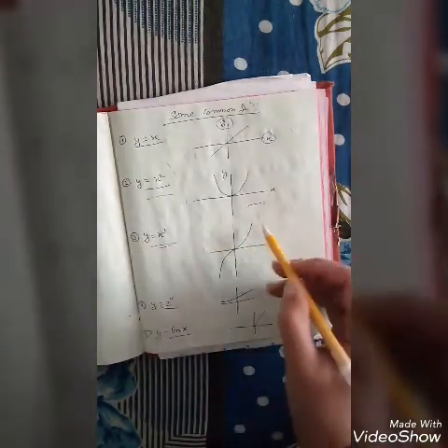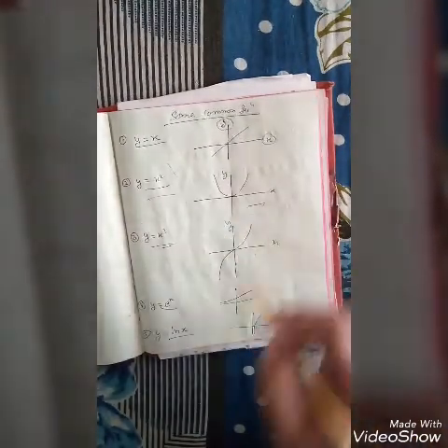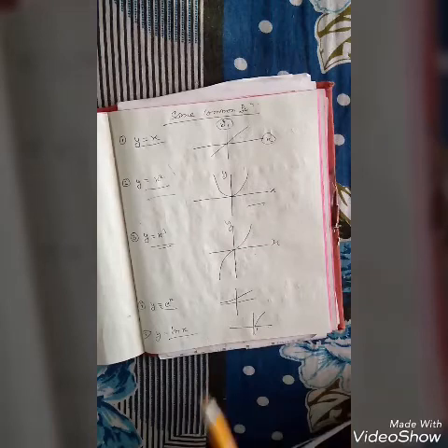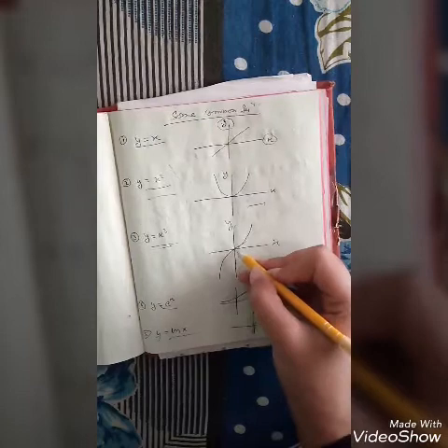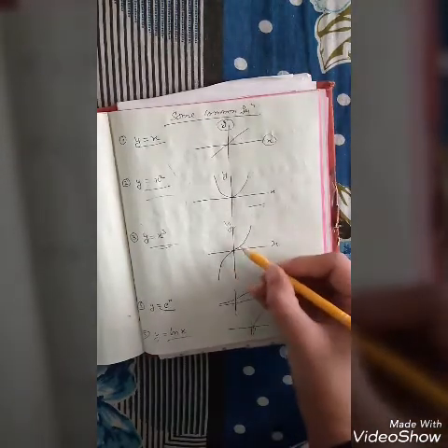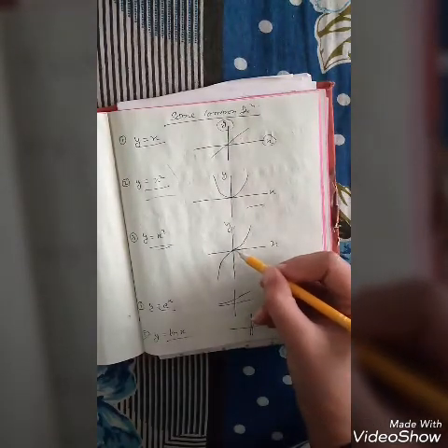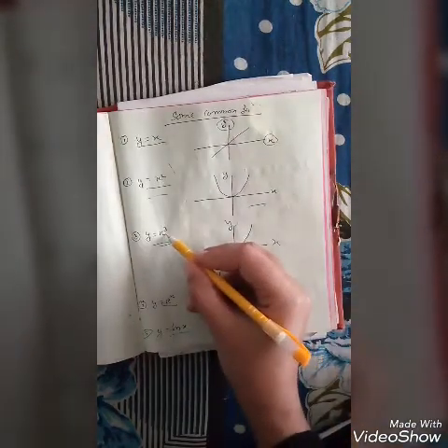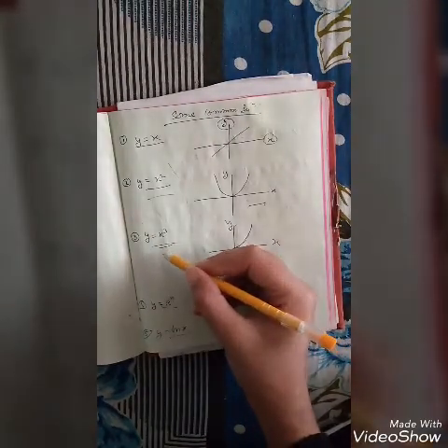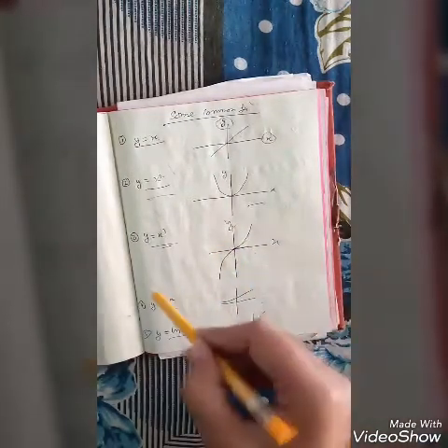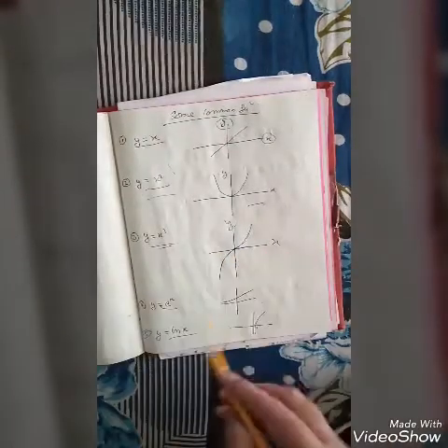Third is y is equal to x cube, whose graph goes like this. Again, you must understand it. This goes through the first quadrant and third quadrant. It means whenever x is positive, y must be positive, and whenever x is negative, y must be negative. If you put x equal to -2, y must be -8. So that's why whenever x is negative, y is negative, and whenever x is positive, y is positive.